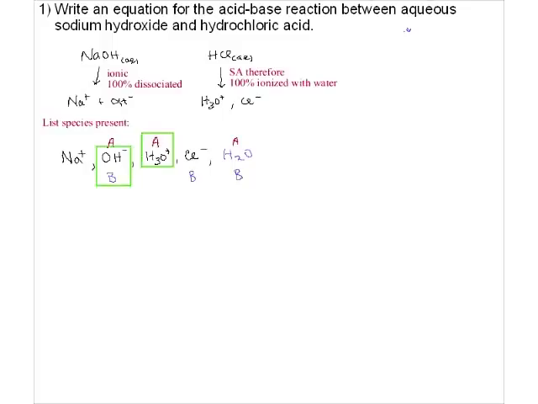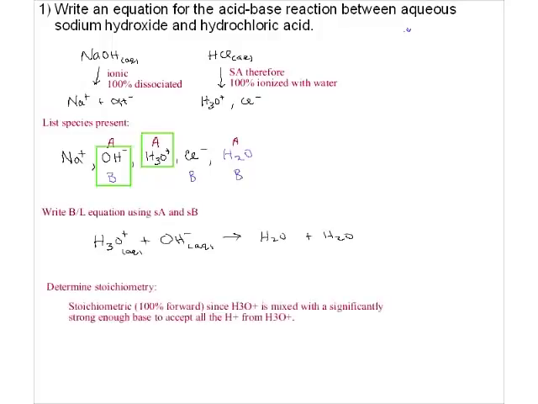So now I know what my reaction is going to be. I'm going to have a reaction of H3O plus with OH minus. The H3O plus is acting as my acid. The OH minus is acting as my base. So that's the transfer there. The water now obviously is going to be the conjugate acid and the conjugate base.